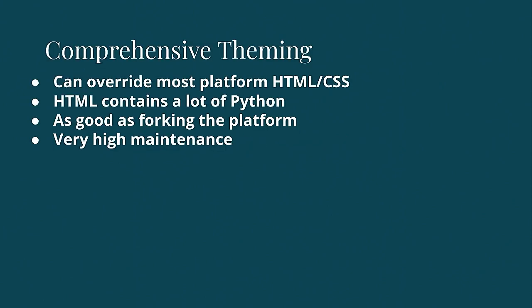comprehensive theming. And the way that that worked was that you could override individual templates, SCSS files, and wherever the platform found something from the theme that had been overridden, it would use that instead of the base version. And the problem with that mechanism of theming was that in the OpenEdX platform, a lot of the layout code is mixed in with Python, and that means that every time you're creating a comprehensive theme, you're essentially creating a fork of that part of the platform.